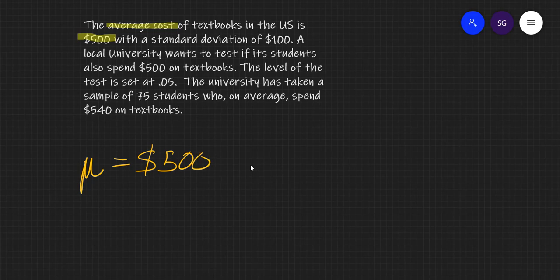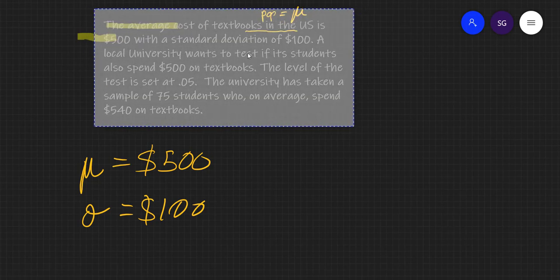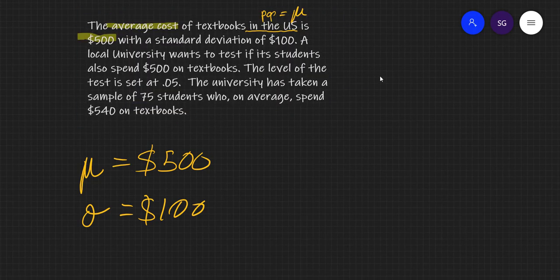Remember, this is mu because I'm assuming that the U.S. is the population. Population average equals mu, right? Sigma, well, not yet, with a standard deviation of $100. So sigma is equal to $100. So we're good there. Students, whoops, standard deviation of $100.